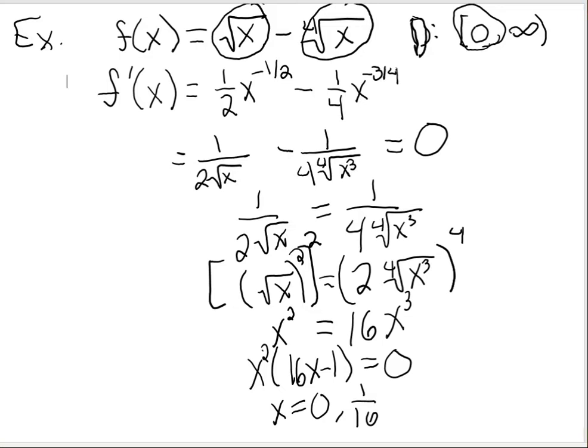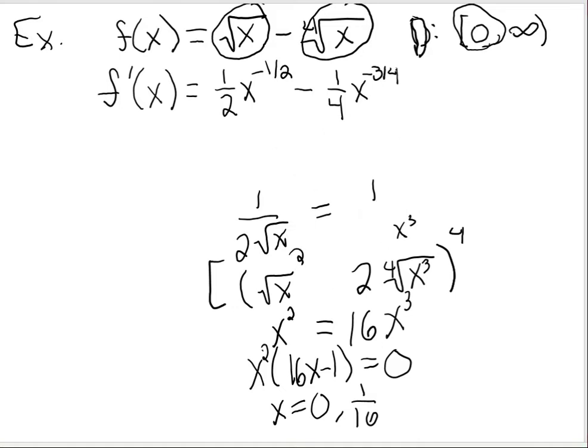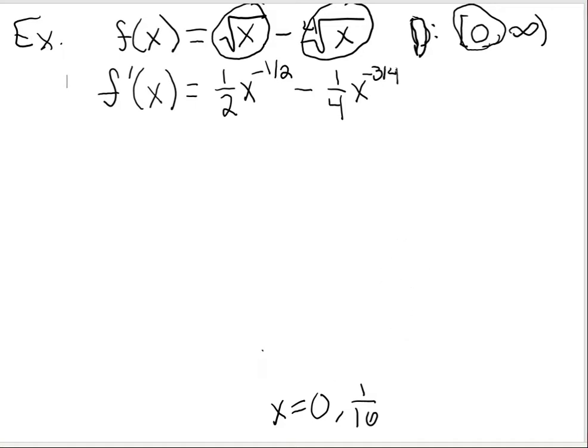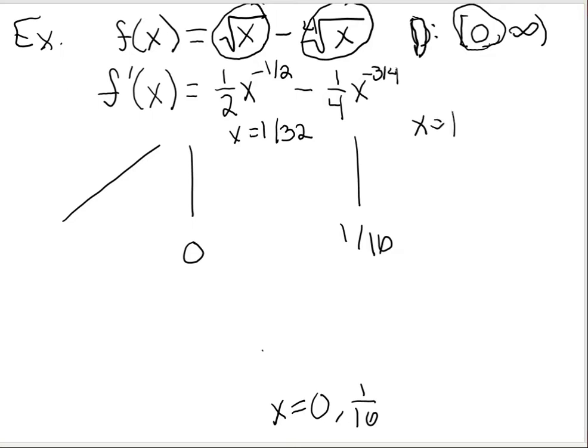And so let's erase this. That's your critical numbers. So we have 0 and 1/16. Like I said before, you can't have any x values less than 0, so we don't even talk about those ones. But we can talk about 1/32 and x equals 1 for our first derivative test.